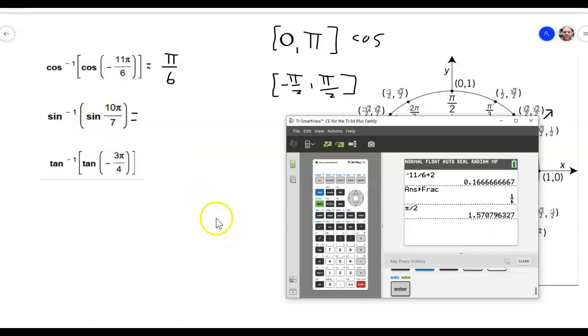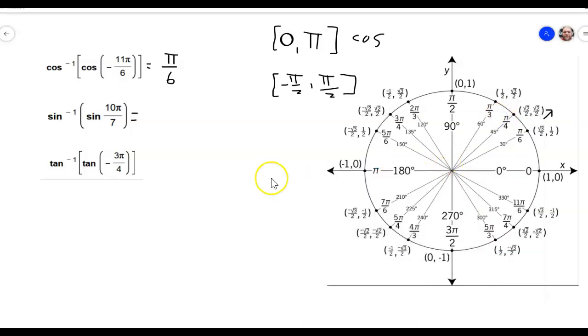Now let's look at 10 pi divided by 7, and see if that falls within those values. That does not. That falls far outside of our values. So this is not in our domain, which means that we can't just cancel out the inverse sine with the sine in order to get 10 pi over 7.